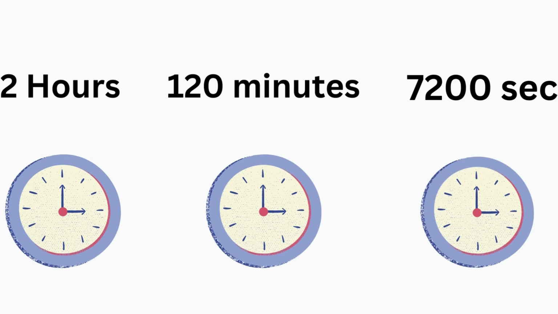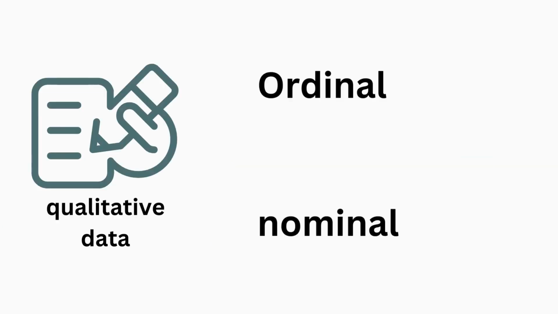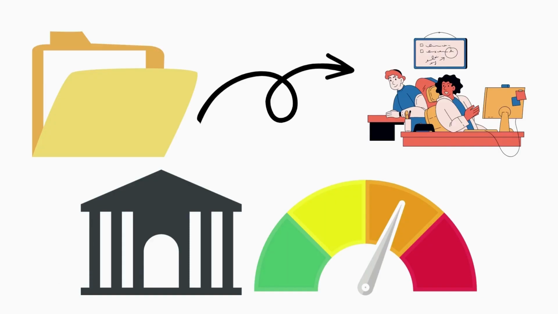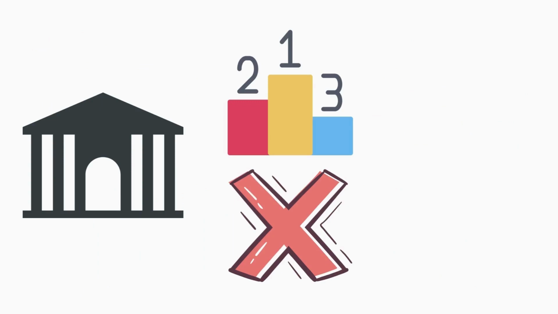Now qualitative data types are also two: ordinal and nominal. The difference between them is that ordinal has a ranked order, while nominal does not. For example, if you have data about the department and efficiency of a company's employees, the column of department is not under ranked order, so it has nominal data, while the column of efficiency has ranked order, so it has ordinal data.